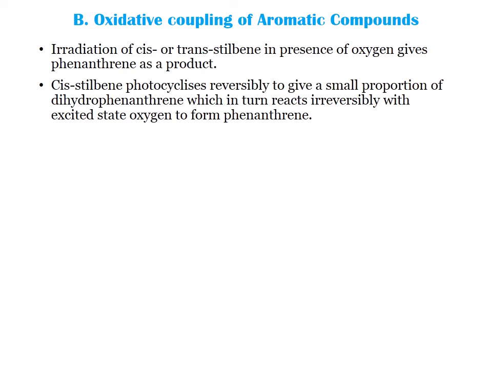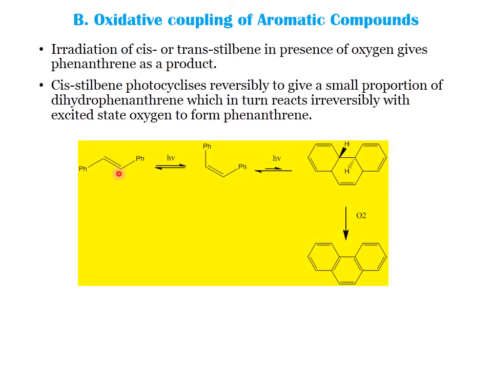Now we can find the reaction. If you irradiate trans stilbene, it will undergo isomerization to give cis stilbene. Cis stilbene again will undergo irradiation to give dihydrophenanthrene, but in a smaller proportion, and the reaction is reversible. This dihydrophenanthrene will revert back to the cis state. For example, if you take 100 molecules of cis stilbene and irradiate, only 20 molecules will be on the dihydrophenanthrene side, and the remaining 80 molecules will be on the left side.